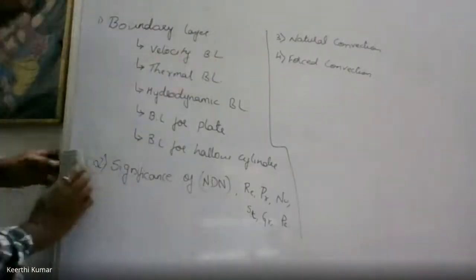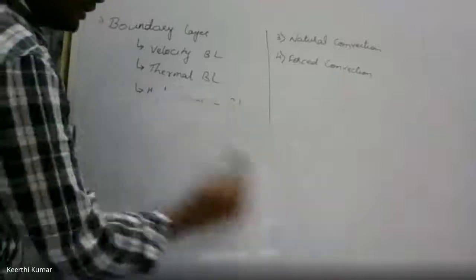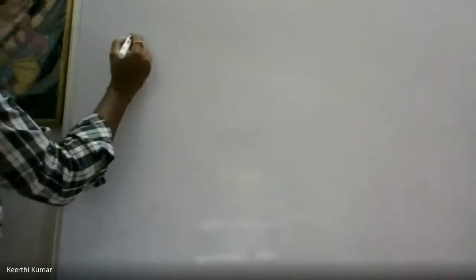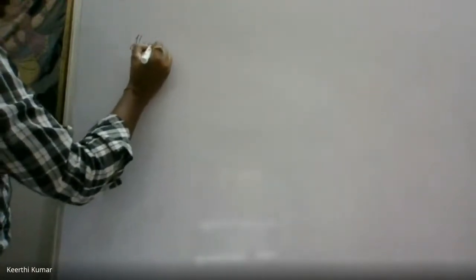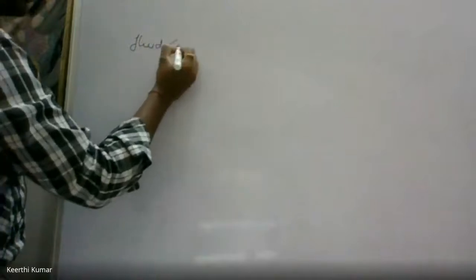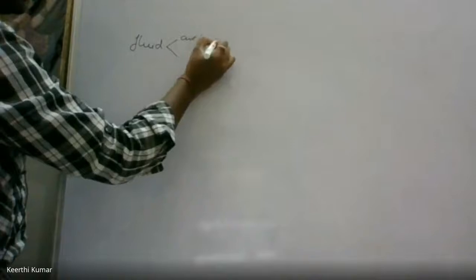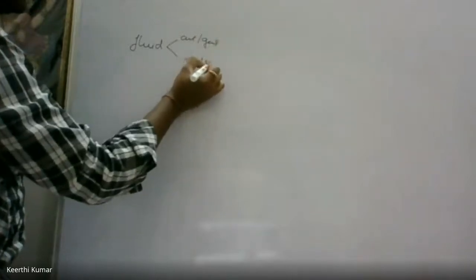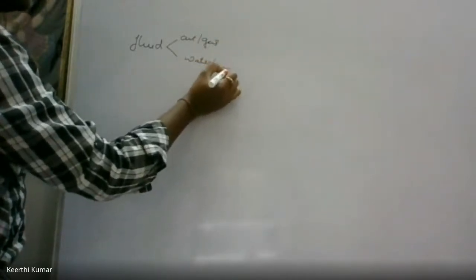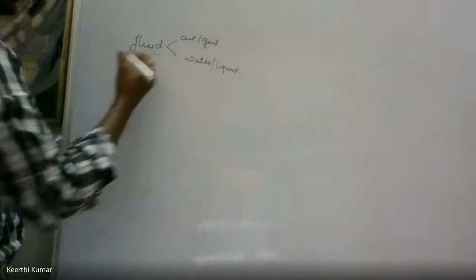First I'll go with natural convection and forced convection. What do you mean by convection? Can you tell? For heat transfer by convection, there must be a fluid interaction. The fluid may be of two types: one is air or gas, and the other is water or any liquid. That we consider as a fluid.